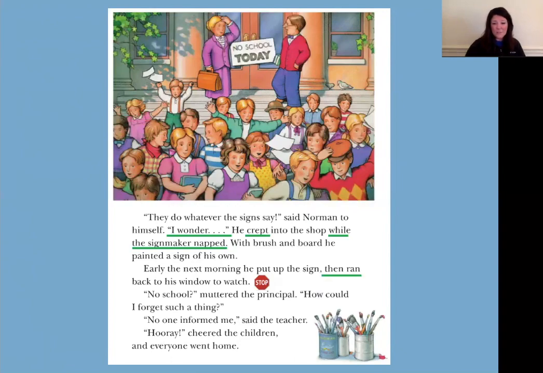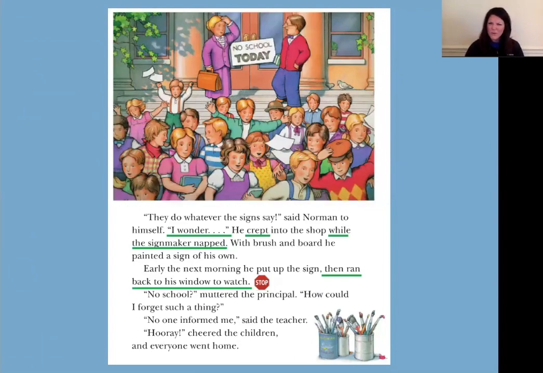And then what does he do? Yeah, he puts up his sign and then he runs back to the window to watch. Why do you think he does that? Yeah, he wants to see the effect of his sign. He wants to know what's going to happen when people read it. Oh my goodness. All right, let's keep reading.